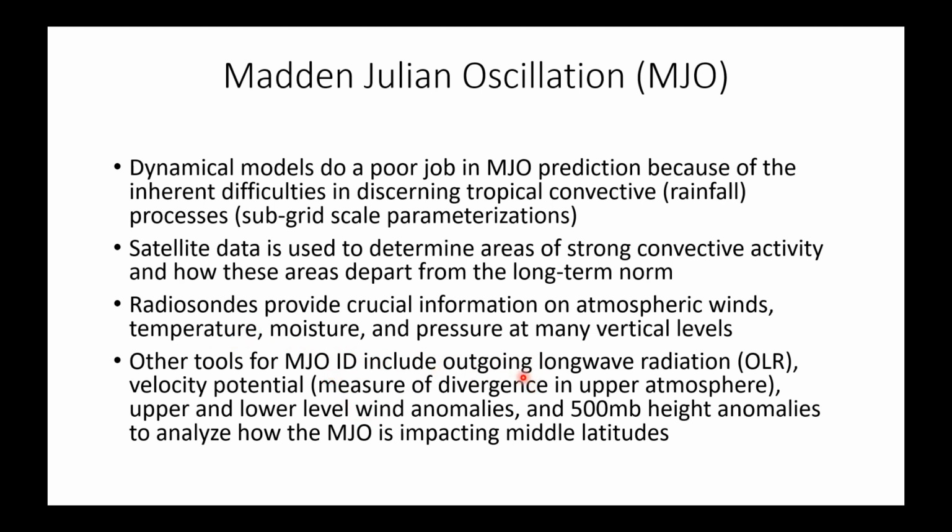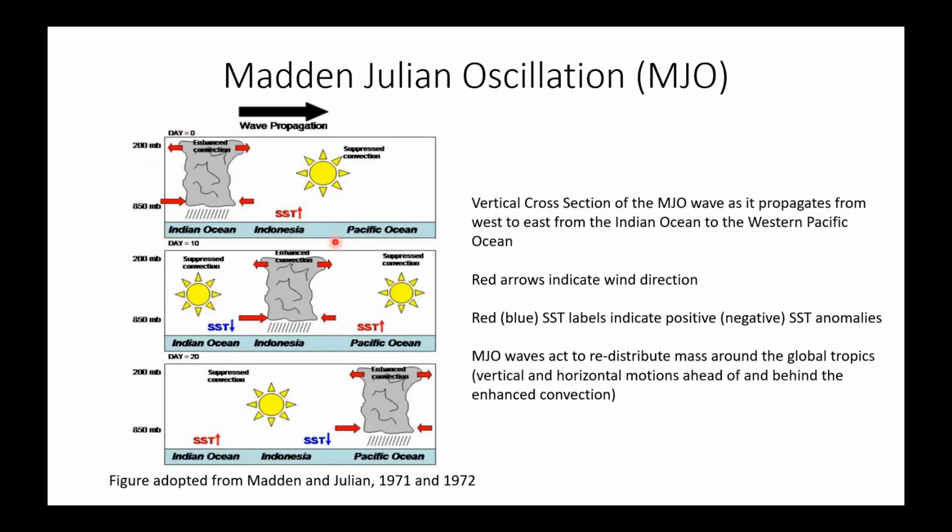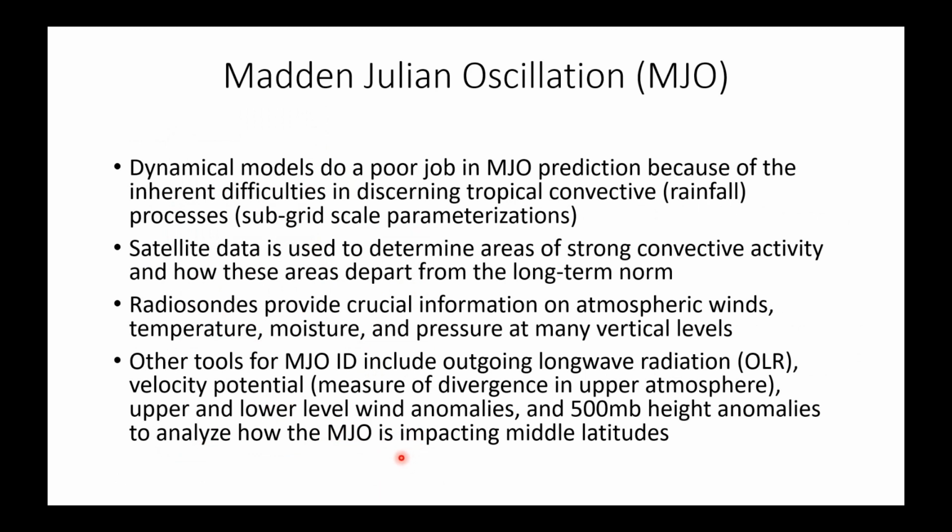Other tools to identify the Madden-Julian oscillation. Now, there are other tools out there. I'm not going to get too in-depth on this tonight, but you can look at outgoing longwave radiation, abbreviated OLR. You can look at the velocity potential, which is a measure of the divergence in the upper atmosphere. When I talk about upper level divergence, I'm talking about the top of this enhanced convection, this cloud. See how these red arrows spread apart in every case in this diagram from the top to the bottom? That is upper level divergence, when the air spreads apart. So we can look at the velocity potential, and upper and lower level wind anomalies, to see where your areas of converging air and diverging air are occurring. And then we can look at the 500 millibar, 18,000 foot height anomalies to analyze how the MJO is actually impacting the middle latitudes.